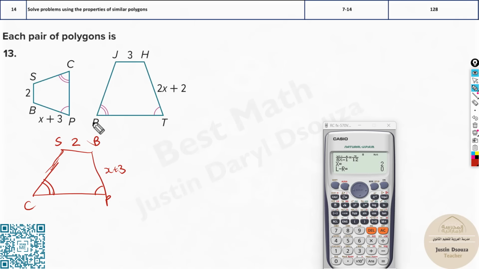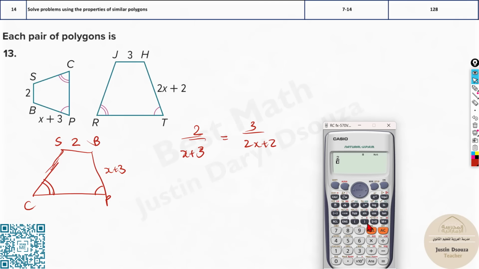Now you can write the proportionality. What is the proportionality? 2 divided by 3. You can write like this, or you can write over here x plus 3. I'll write this triangle first. 2 divided by 3 will be equal to 3 divided by 2x plus 2. That is the equation. Now you just put this in the calculator, you will get the answer.